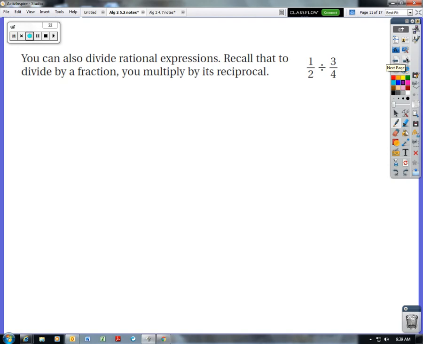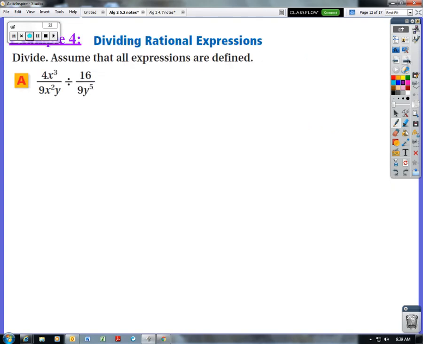Now we're going to divide. And just like with fractions, you know how when we divide we would multiply by the reciprocal? Well, we have to do the same thing with polynomials. So on this particular problem, the first fraction will stay the way it is. And then we have to flip the second one and multiply.